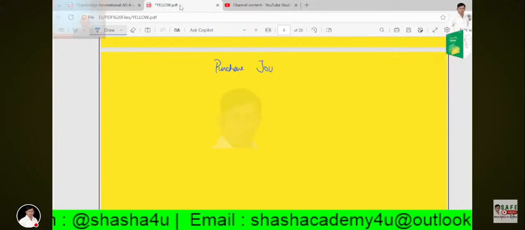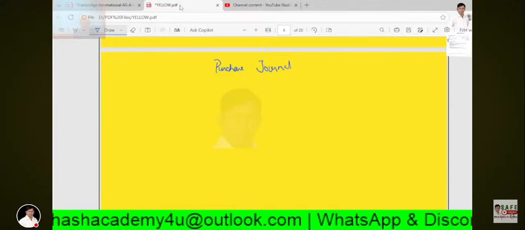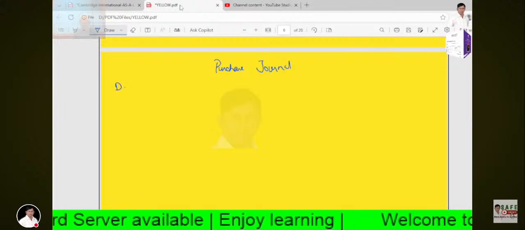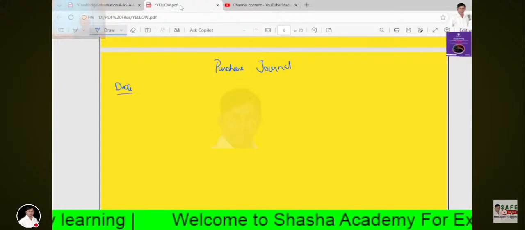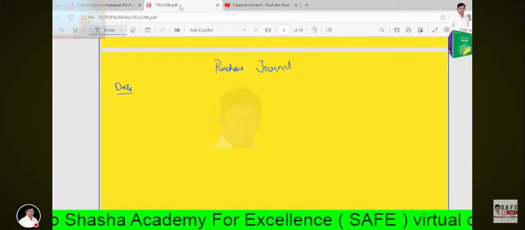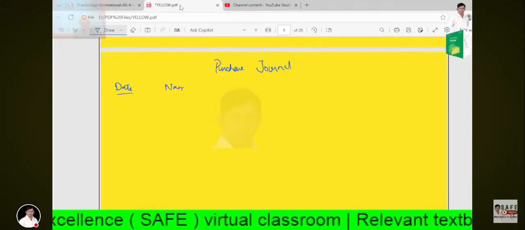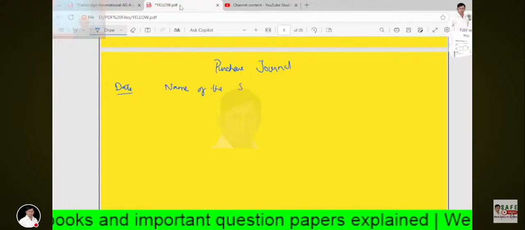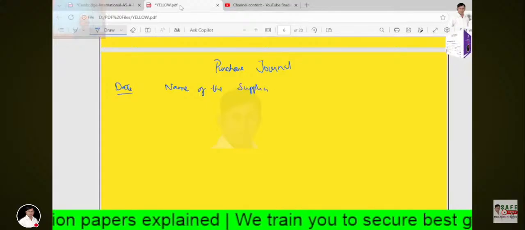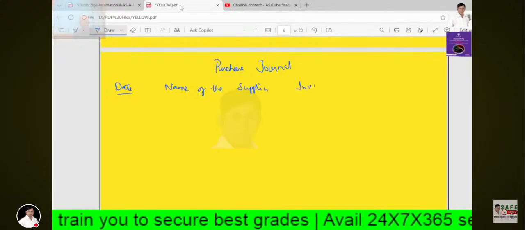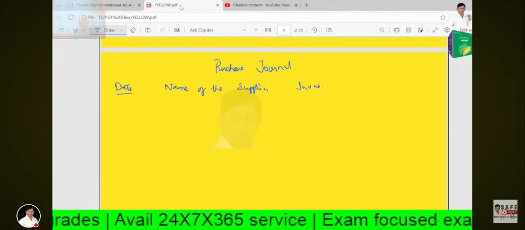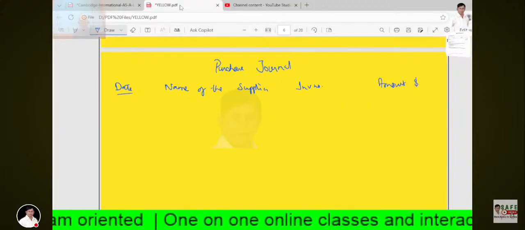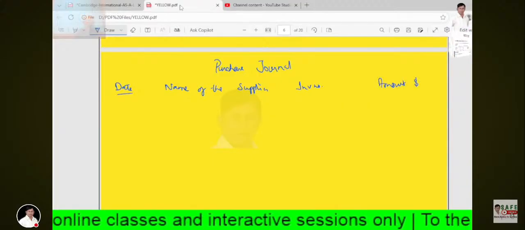Purchase journal. So what all will come? Date will come, name of the supplier, because we purchase from a supplier, invoice number, amount, and others. Okay. So first, what is the date?